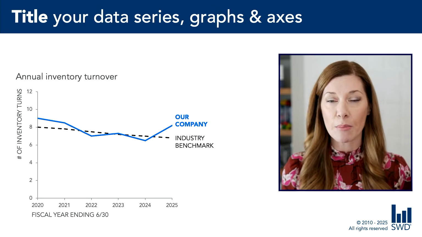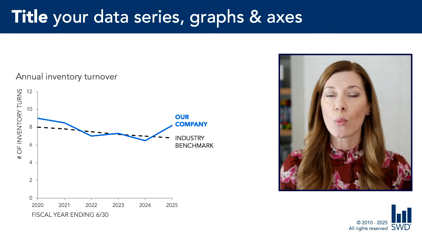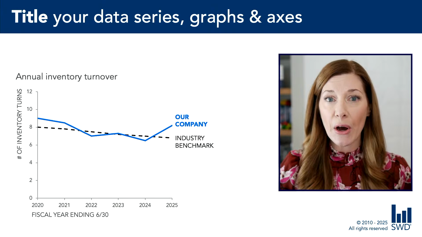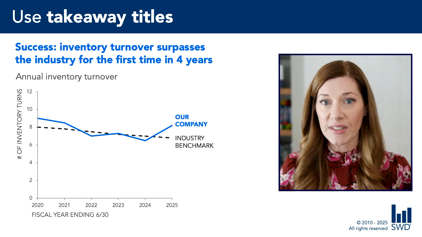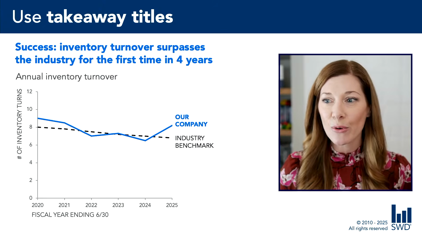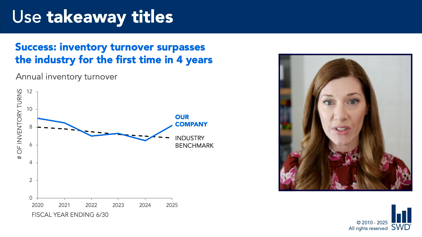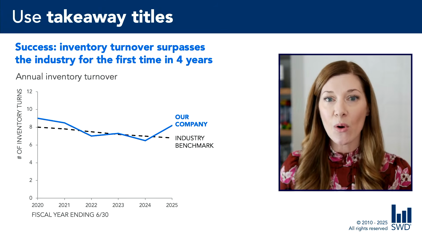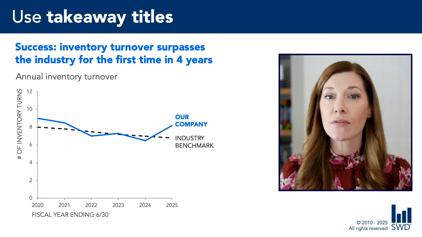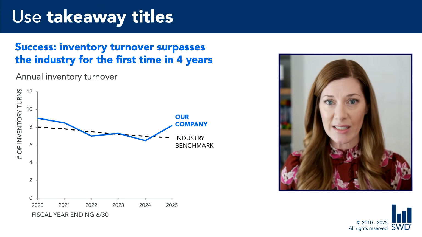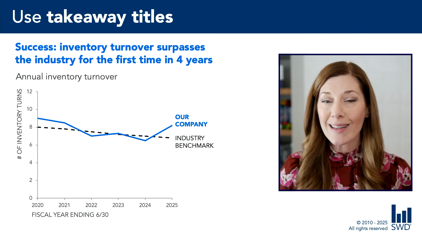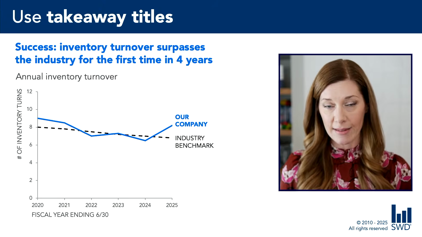Now, taking things a step further, we can use our words to tell our audience what we want them to see or know from our graph. For example, if I add a takeaway title at the top that says success, inventory turnover surpasses the industry for the first time in 4 years, now I know what to look for when I get to the data. Beyond that, studies have shown that when we title in this manner, so when we tell our audience what we want them to see or the takeaway, they are more likely going to remember that takeaway.